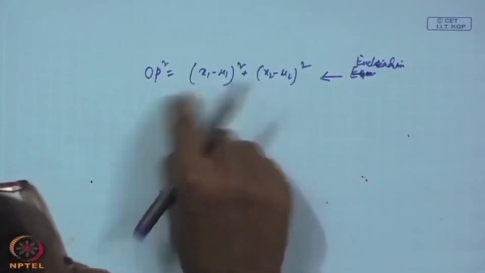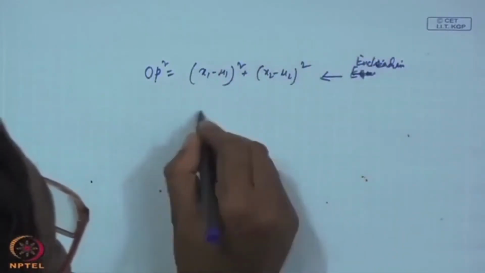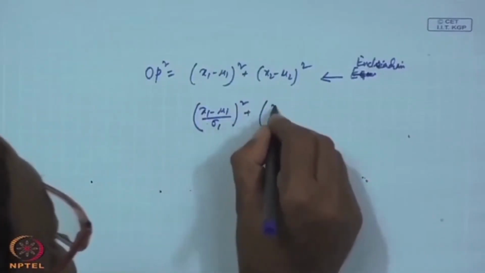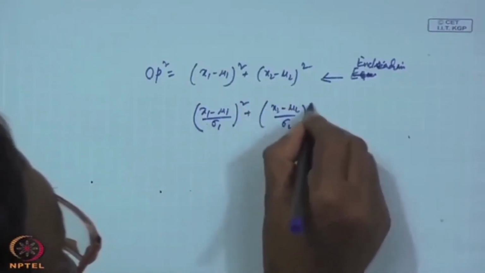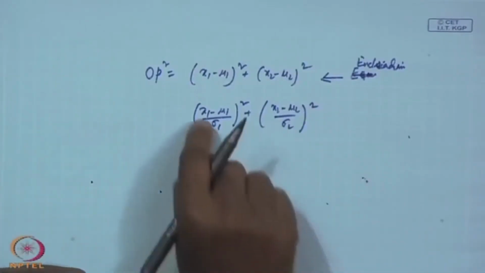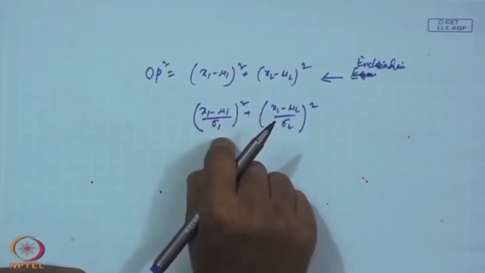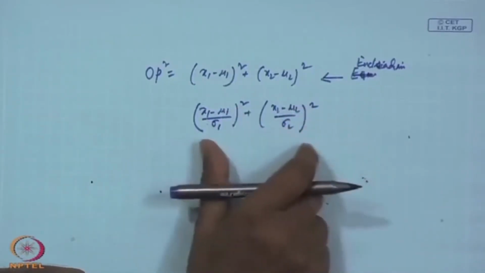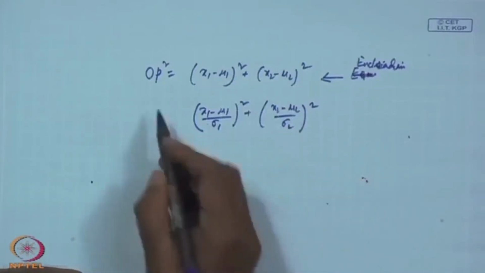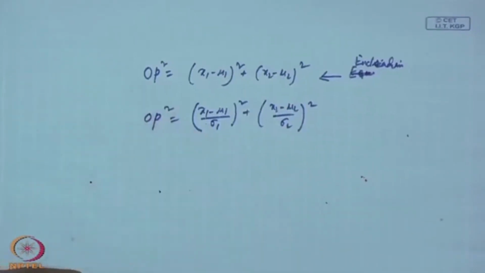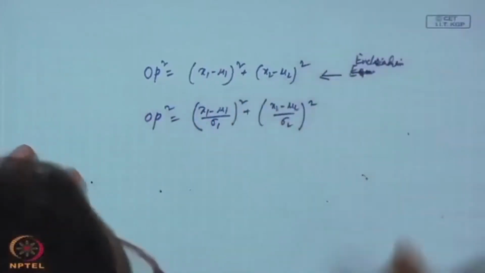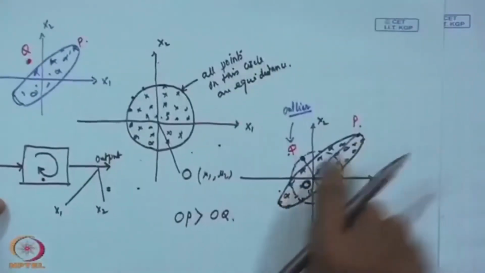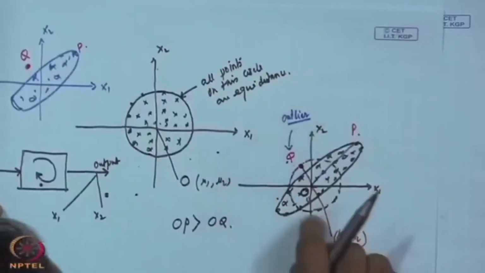Instead of this, if I give weightage to the observations by its variability, I can write like this: x 1 minus mu 1 by sigma 1 square plus x 2 minus mu 2 by sigma 2 square. That means the mean subtracted observation is weighted by 1 by sigma 1 as well as 1 by sigma 2, depending on the variable. So, if I write this as OP square, is it not an equation of an ellipse? Definitely, but not this ellipse.